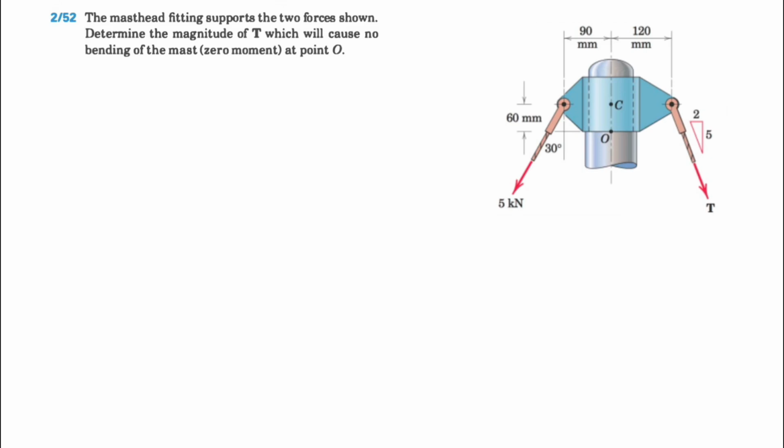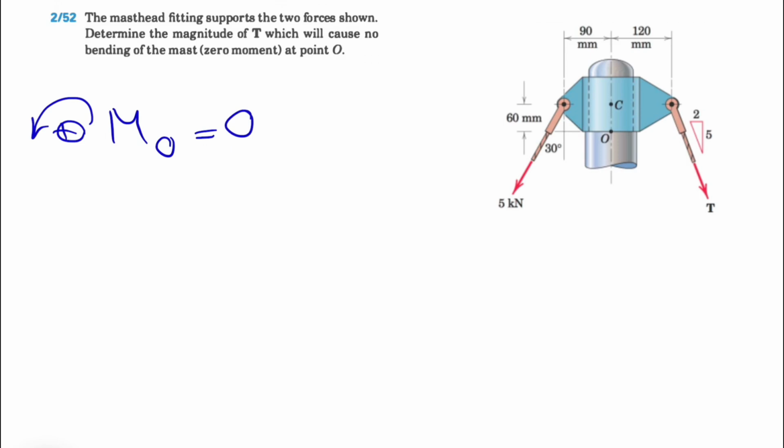In this one, we know that the masthead fitting supports the two forces shown, and we need to determine the magnitude of T, which will cause no bending of the mast, meaning zero moment about point O. So what we are trying to have here is the moment about O, counterclockwise positive, equal to 0, and we're good to go to use our 2D shortcut that we have for finding the moment about O.